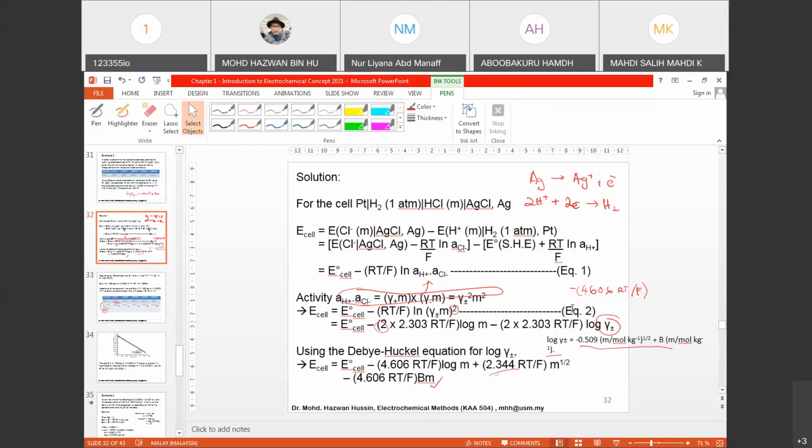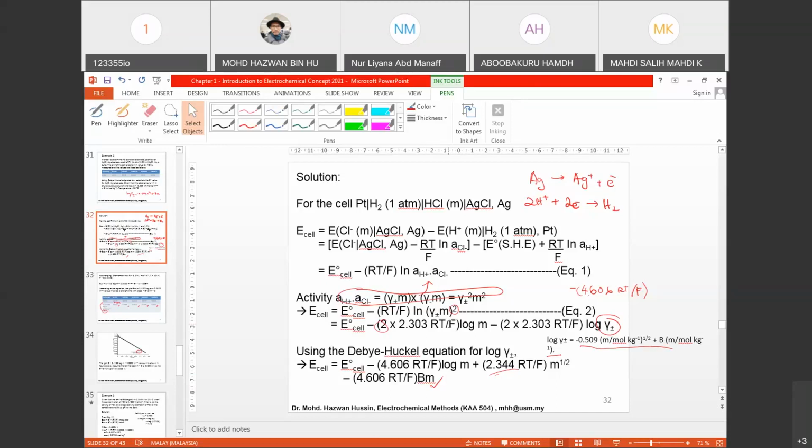Okay, so this standard factor will again be multiplied with B. So negative 4.606 multiplied with Bm, then you get Bm. Okay, all right. So is it okay?